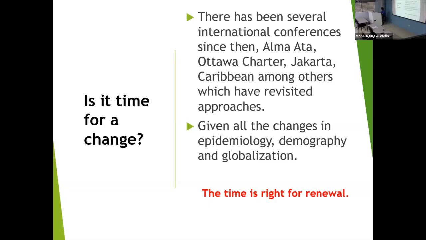And given all the changes in epidemiology, demography, and globalization, the time is ripe for this renewal of health promotion, because we can't stay stagnant. We have to look at a changing environment, and whatever strategies we are going to bring to the table must be in keeping with the changing global environment that we are actually in.